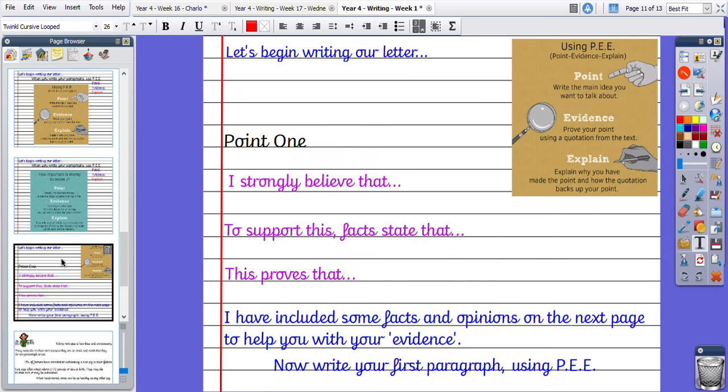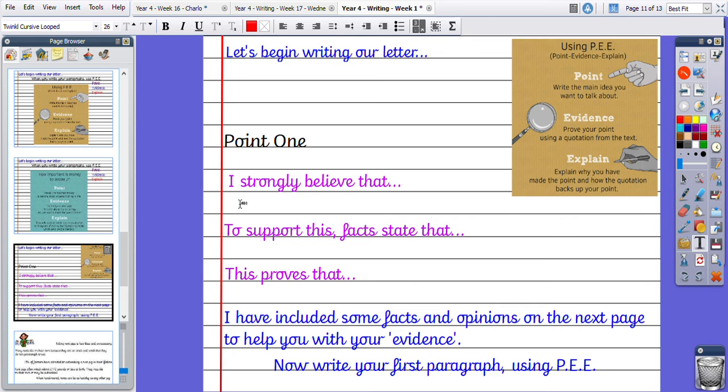So, I want you to write your second paragraph using point, evidence, explain. So you could say, I strongly believe that runts should not be killed because they make great pets. To support this, facts state that 75% of runt pigs who become household pets are stated to be friendly and caring. This proves that runt pigs should be rescued. Okay, so there's an example for you that you could magpie ideas from.